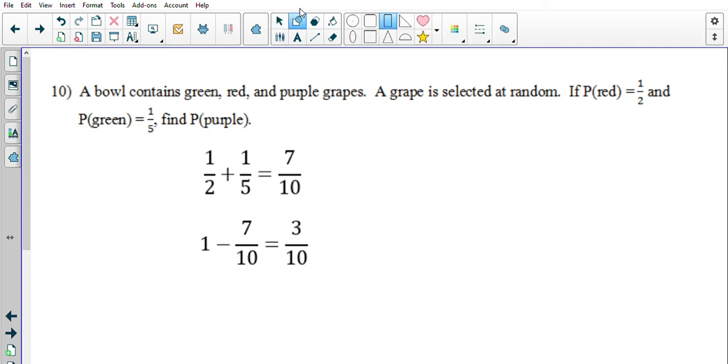So this is the solution. Let me go ahead and circle it here. You have a 30% or a 3/10 chance of selecting a purple grape.